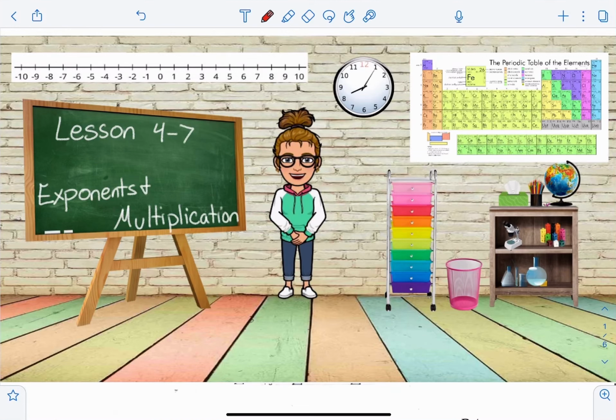In this video, we'll be going through lesson 4-7, where we're looking at exponents and multiplication. So we're going to be looking at what you do when things with the same base are being multiplied and how you can combine their exponents.